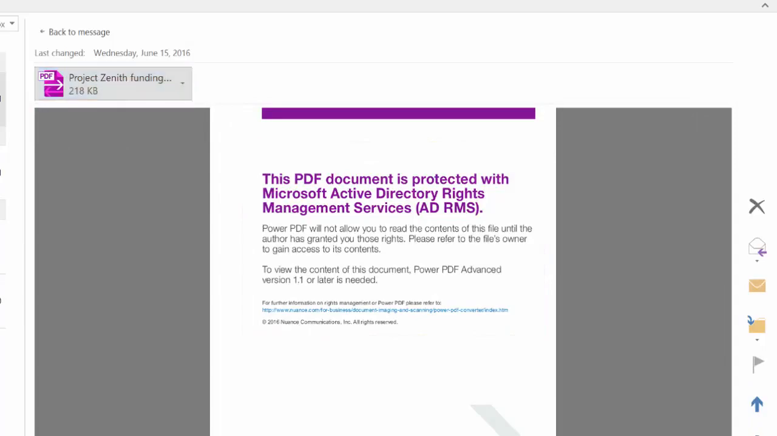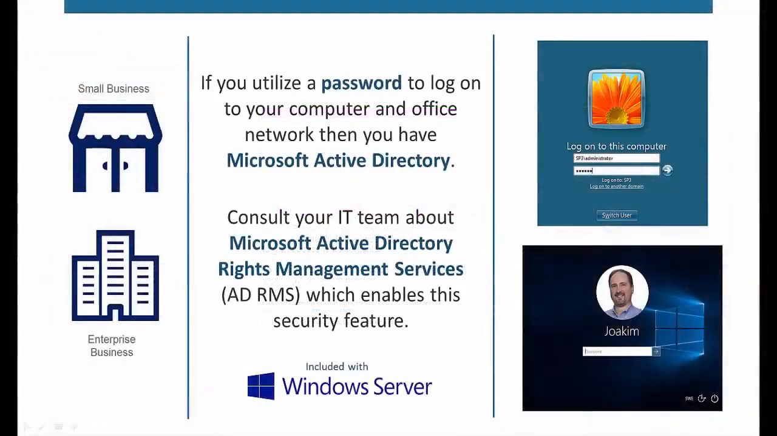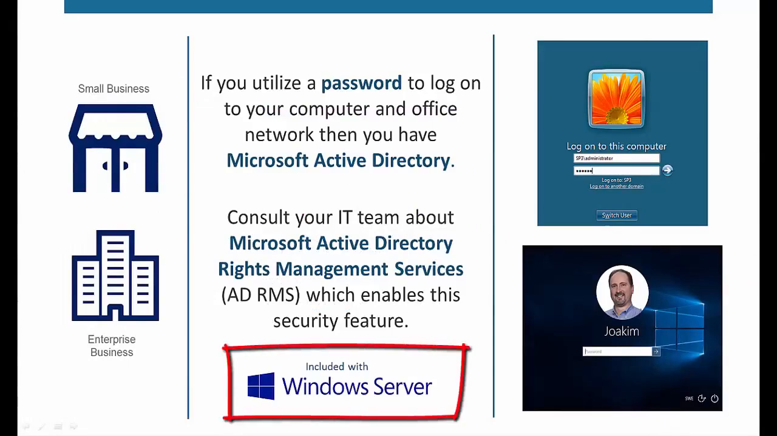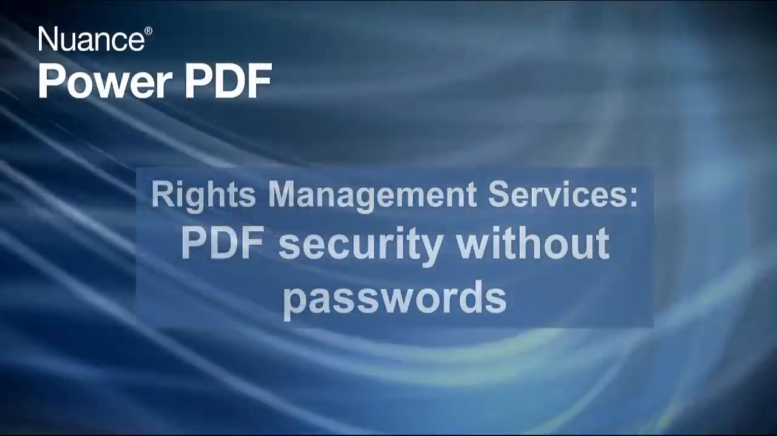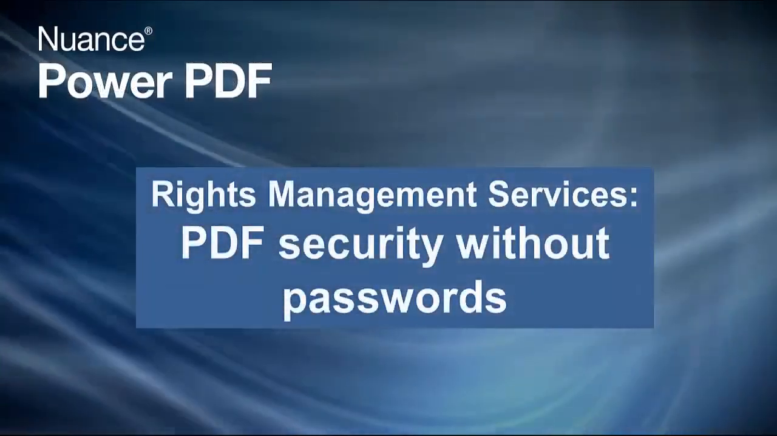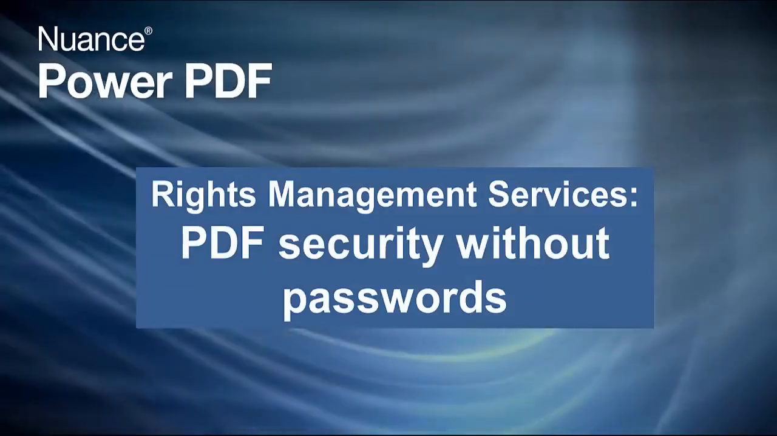If you use Active Directory at your place of work, you should consult with your IT or security staff about creating a template for RMS security, which is already included with Microsoft Server. There is no extra setup in Power PDF either. Once it's turned on in Active Directory, it just works. Nuance Power PDF is the secure and reliable way to protect documents without passwords.